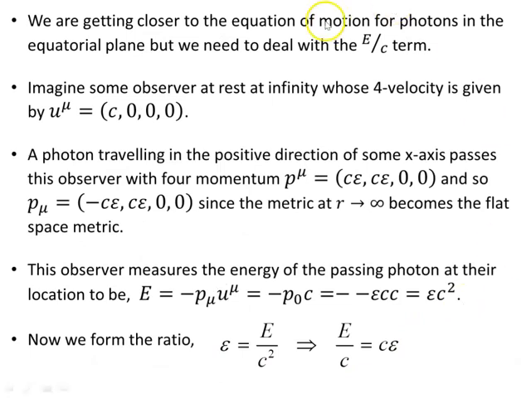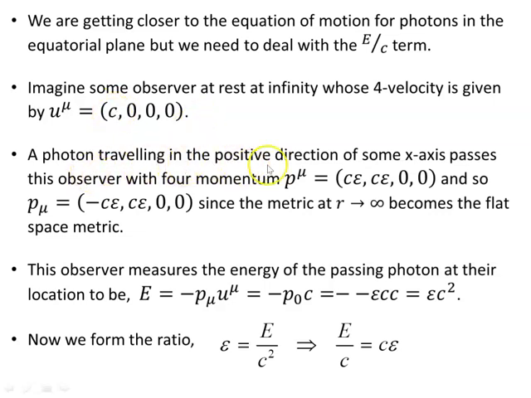Okay, so we're getting closer to the equation of motion of photons in the equatorial plane, but we'd like to deal with the E on c term. So to do that, let's imagine some observer at rest at infinity whose four-velocity is given by u^mu. So far from the source mass, the flat space metric applies, and the four-velocity of some observer at rest at infinity is this.